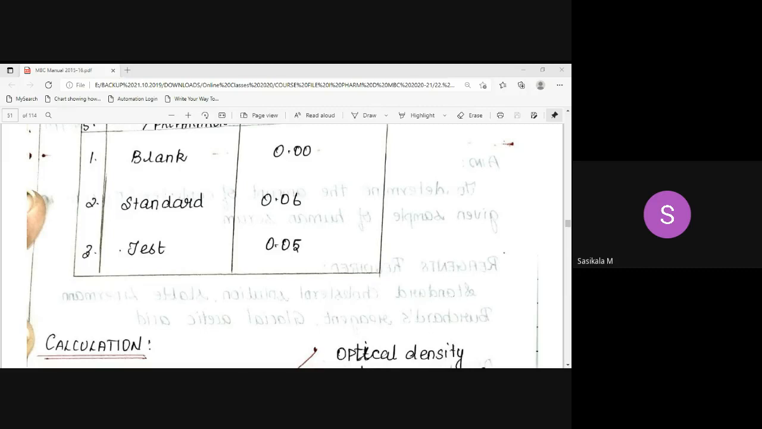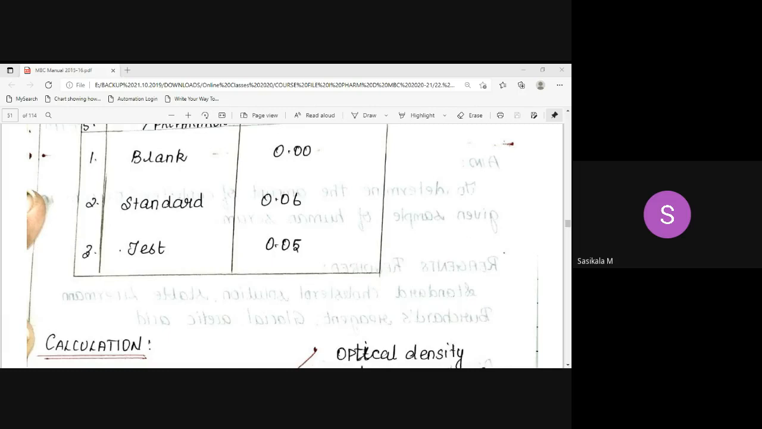And then do the calculation part, chemical reaction, mechanism behind analysis, quantitative estimation, and then you need to draw the diagrammatic presentation of color change between blank, test and standard, okay? So that color intensity is measured with colorimeter at 620 nanometer.